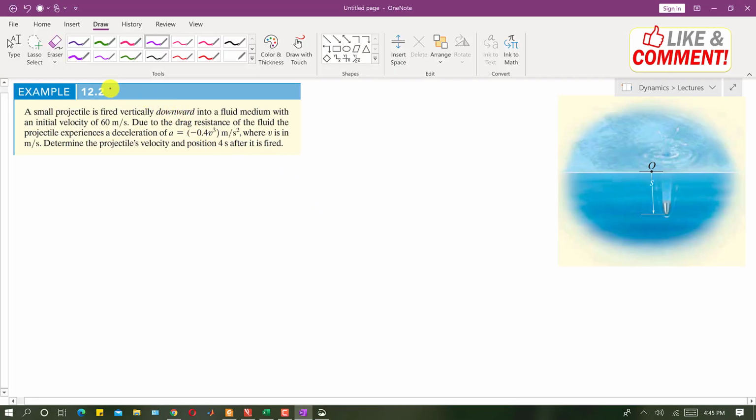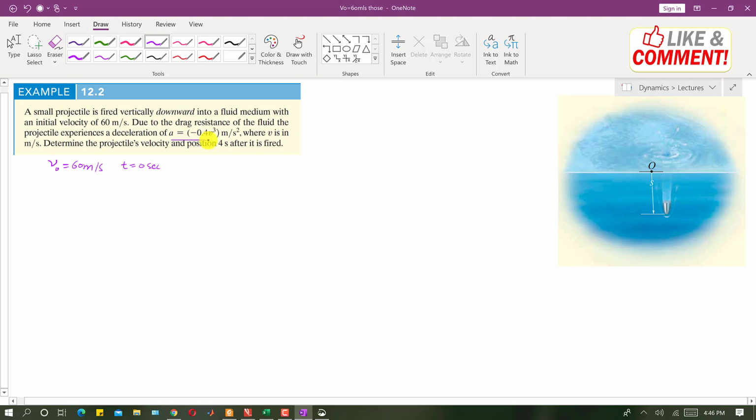Now, I am going to solve this second example 12.2. In this example it is given that a small projectile is fired vertically downward, right, into a fluid medium with an initial velocity of 60 meter per second. So, this projectile has an initial velocity of 60 meter per second, let us say at t equals 0 second, and it is said that due to the drag resistance of the fluid, the projectile experiences a deceleration of.